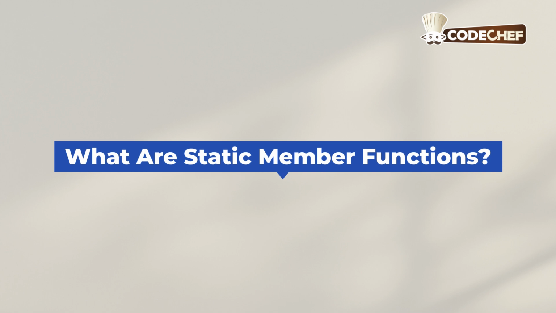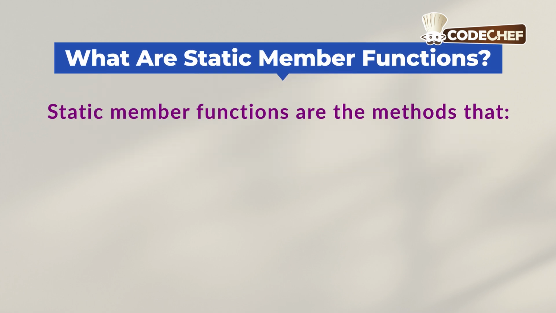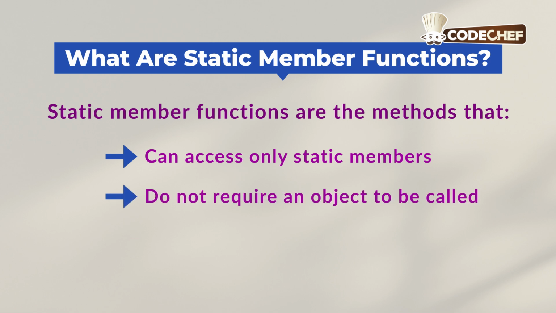What are static member functions? Static member functions are the methods that can access only static members, that do not require an object to be called, and that are accessed using the class name. Now let us go to the CodeChef platform to understand the concept of the static keyword in C++.